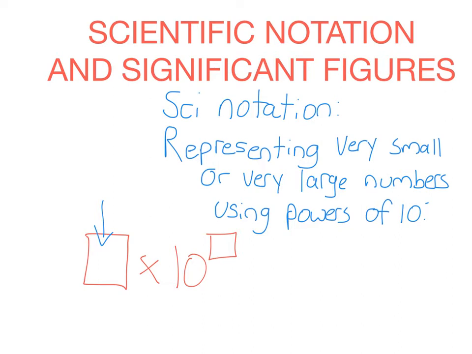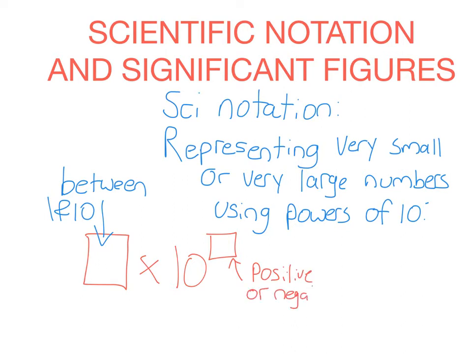Now, when I say between 1 and 10, it doesn't have to be a whole number. It could be something like 2.235 or whatever. And that's where significant figures will come in. This number in the power is going to be positive or negative, okay? And it's going to be a positive or negative integer, which means whole number. So by writing it like this, it will be easier to understand what the number actually is. Because it involves powers of 10, that's why we're doing it in this section on indices and surds, all right? So let's look at a few examples.